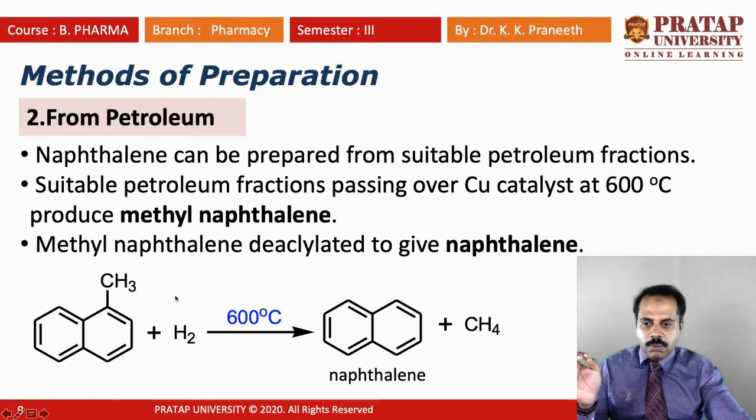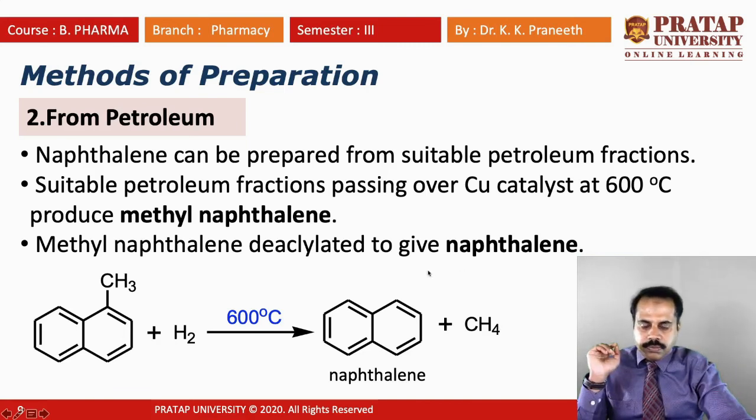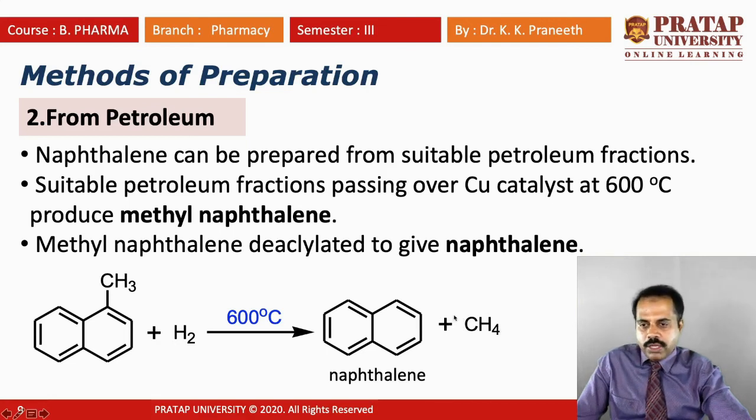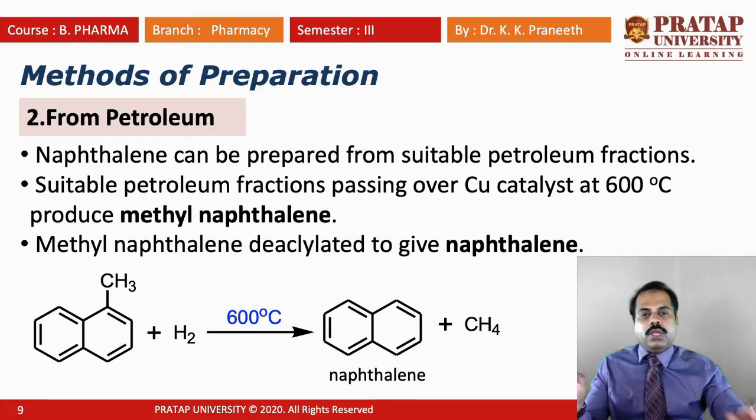First you will get this compound, and then you treat with hydrogen gas, and then you will get naphthalene plus methane. Methane is a gas; it will evaporate, right? It will go away easily. So this is how you can get naphthalene from coal or petroleum.